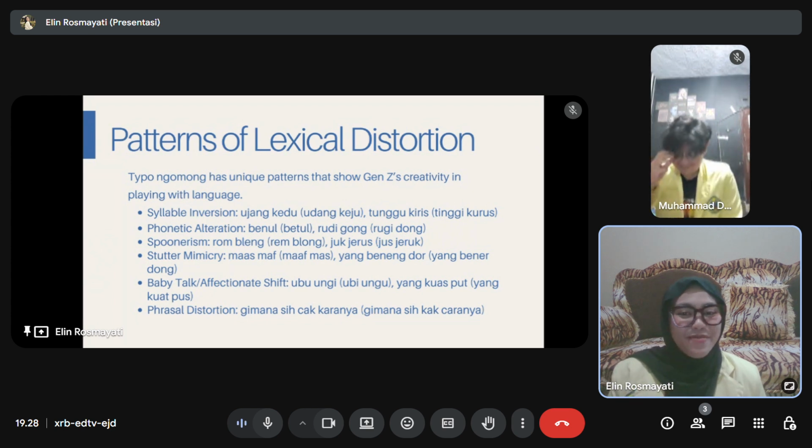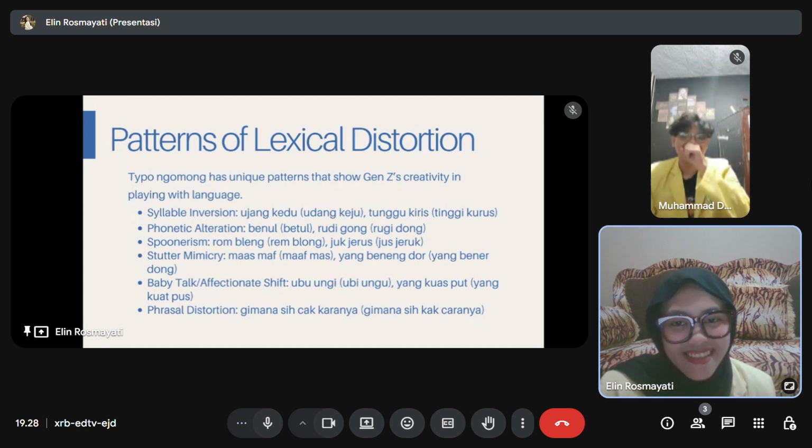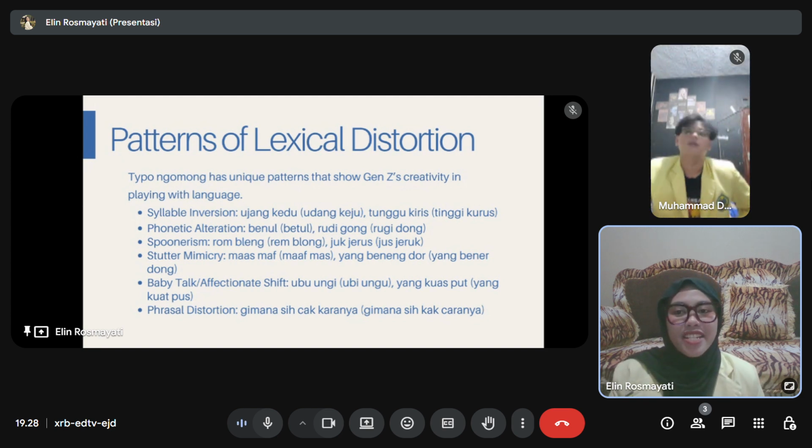It should be "gimana sih kak caranya," but we really normalize and use it in daily life, especially us in class when we make jokes and use "gimana sih caranya." Okay, so these are the findings on the patterns, or the types, of lexical distortion or typo ngomong that we found in the daily life and social media section.